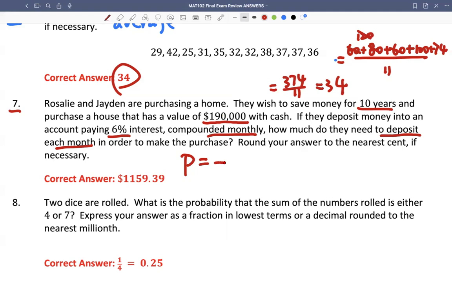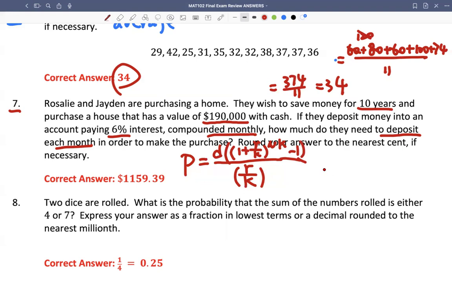Remember the formula is a fraction. In the denominator, we have the interest rate divided by the compounded time. In this case, it's compounded monthly, so K is 12. And in the numerator, we have the monthly deposit multiplied by 1 plus R divided by K, then raised by N times K. Remember, N is how many years? Minus 1. That's this formula.